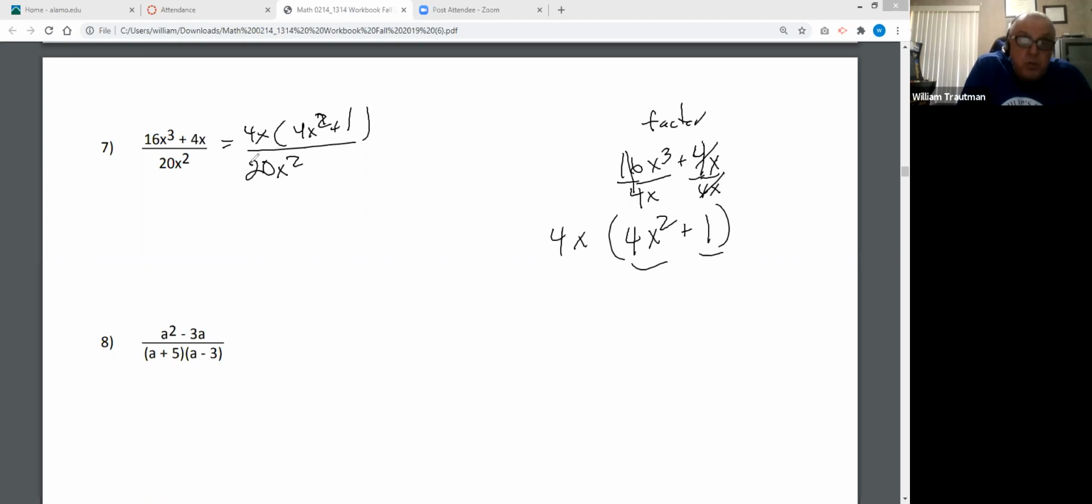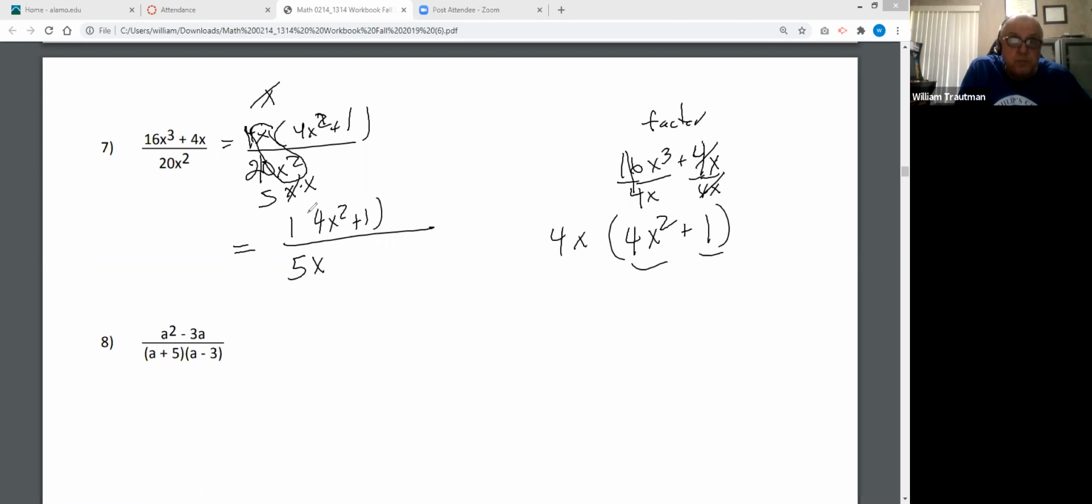Step 2, cancel. Well, 4 goes into 20 five times. So we have a 5 on the bottom and a 1 on top. x and x squared. On the top, we have 1x. On the bottom, we have x times x. Do you see how we're left with 1x on the bottom? 1x on top and 2 on the bottom, then 1 cancels out, and we're left with 1x on the bottom. On top, we're still left with 4x squared plus 1. Now, when you have a 1 in front of a parentheses like this, you can actually just erase it if you want.